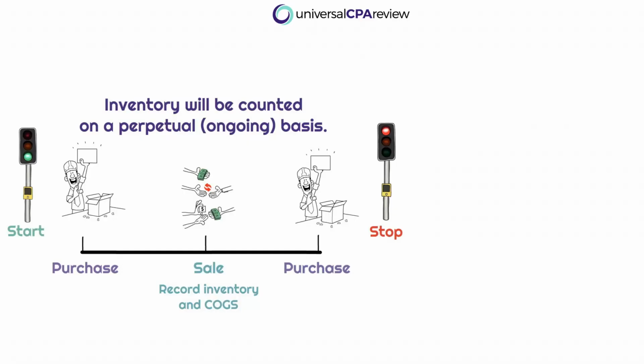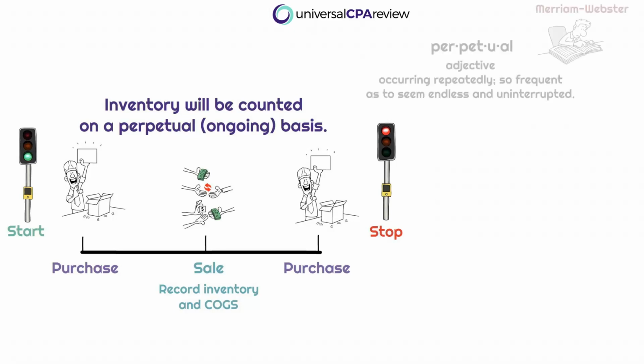Okay, so we talked about the periodic method for valuing inventory. Let's now talk about the perpetual method of valuing inventory. All right, so unlike the periodic method, we're going to do this perpetually. So let's first define the word perpetual. This just means occurring repeatedly.